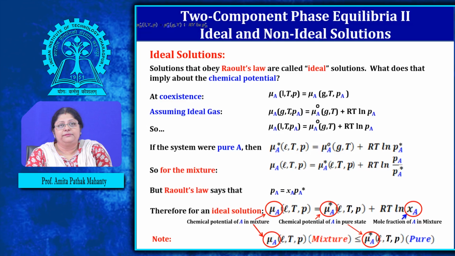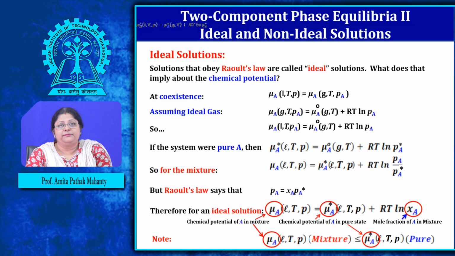So from here we can write that since the chemical potential of the gas phase is equal to the chemical potential of the liquid phase for that component, we can equate this to the liquid state from the coexistence or equilibrium. So this is the expression we have for the ideal state: the chemical potential of A in the liquid state at a given partial pressure PA is equal to the chemical potential at the standard state plus RT ln, the partial pressure.